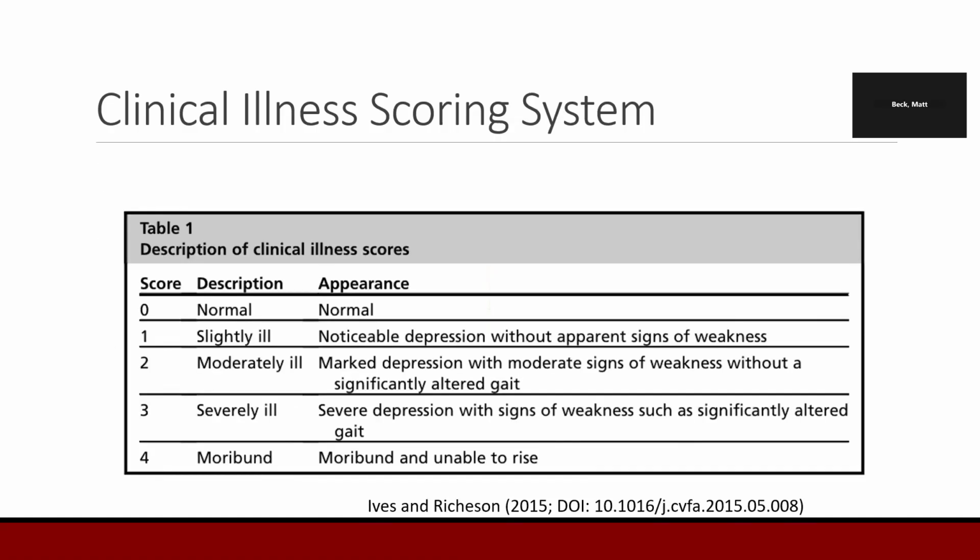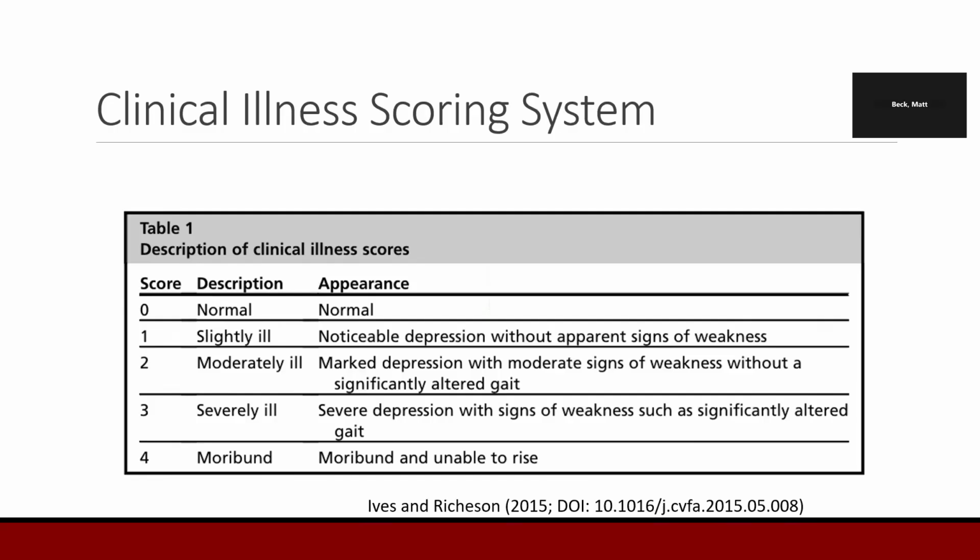This I pulled out of Ives and Richardson, published in 2015, where they define what these are. Okay, so 1 is slightly ill, so they have noticeable depression. They may not have apparent signs of weakness. Okay, so maybe they have no issue walking. They may have a little bit of appetite, but maybe they have nasal discharge and some coughing.